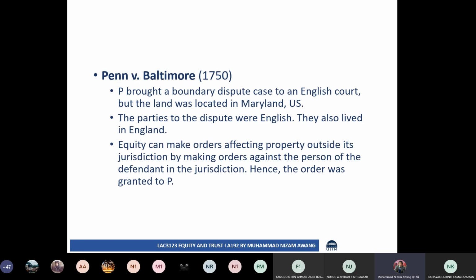Next case is the case of Penn and Baltimore. Actually, the case that we discussed just now on DC Builders should not be there. I think it is somewhere else in the other maxims. I will come back to that case later.